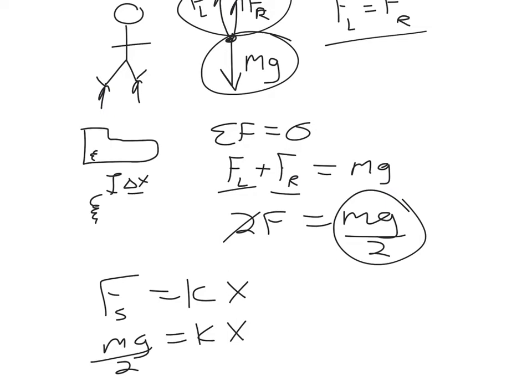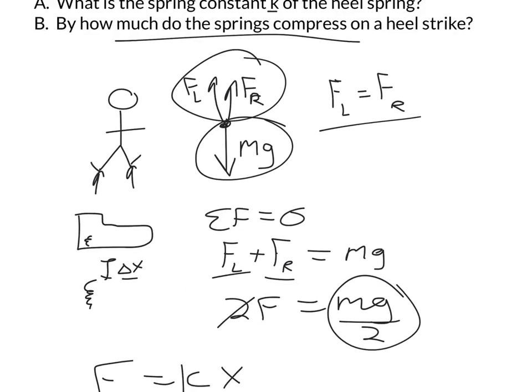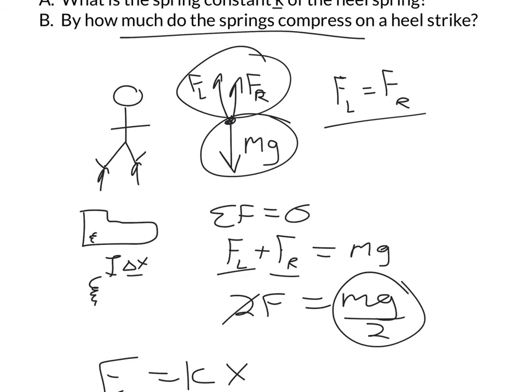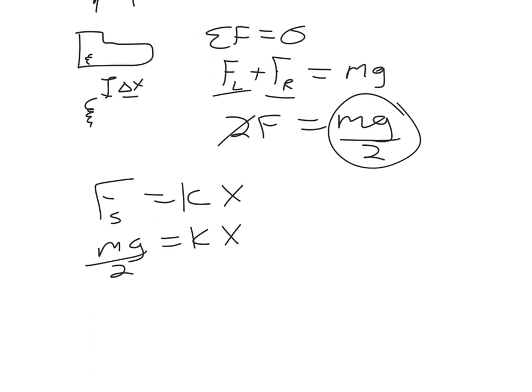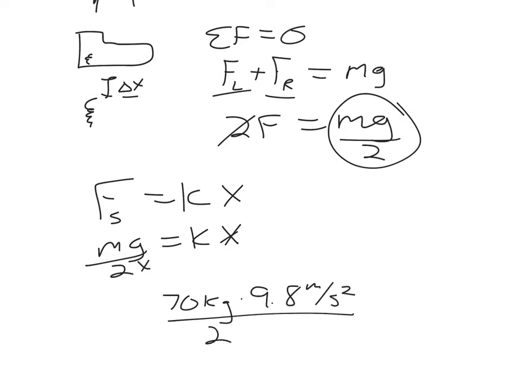And I think the first question was, what is the spring constant of the heel spring? So this is enough to solve for k. If we solve for k, divide by x on this side, put it on the bottom, we're going to get mg over 2x. His mass was 70 kilos. His g was 9.8 meters per second squared. Over 2 times the distance, which was 2 times 1.2 millimeters. And we're going to have to change millimeters because this is in meters.